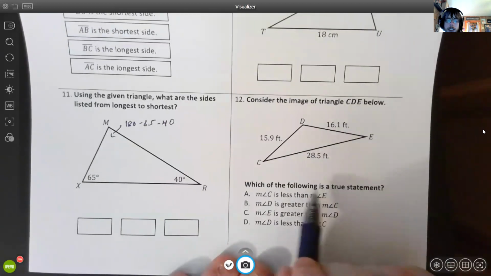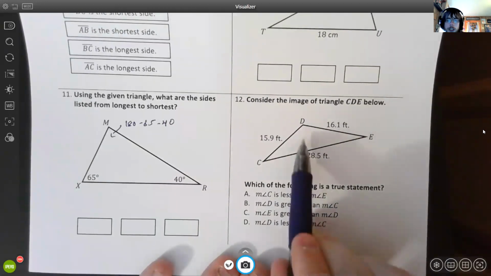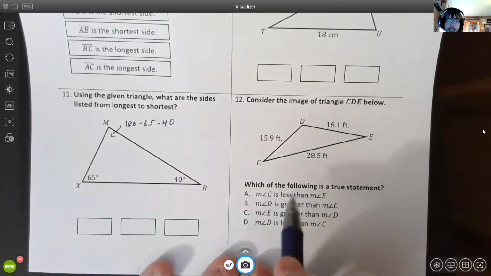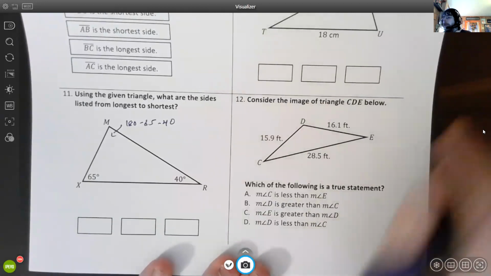Number 12 is which of the following is a true statement. So it's talking about the angles. So list your angles in some order and then see which one would be true. Okay.